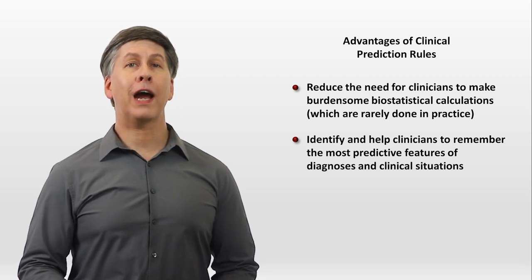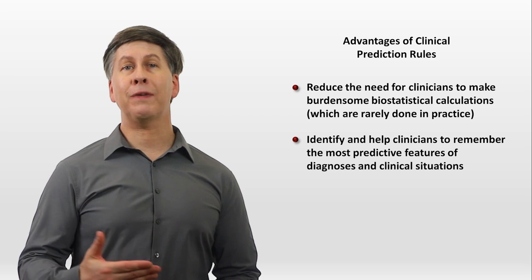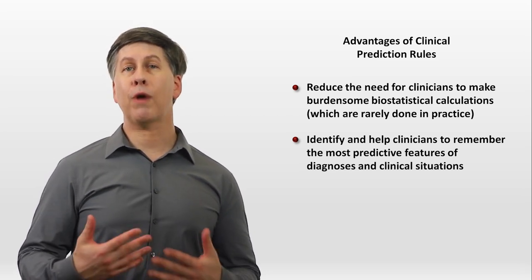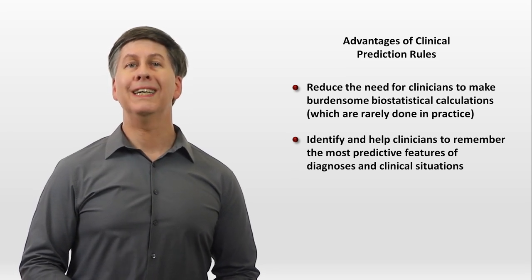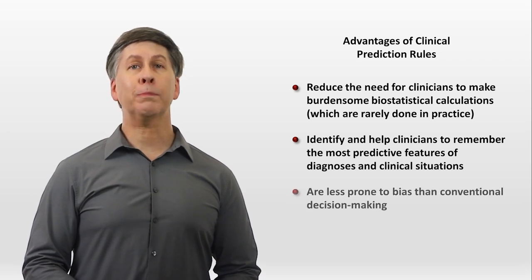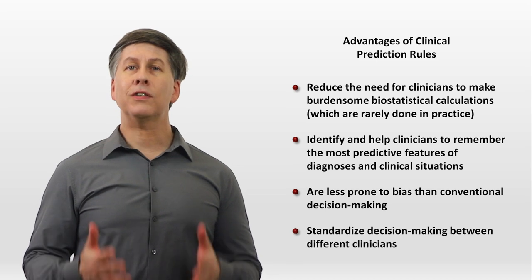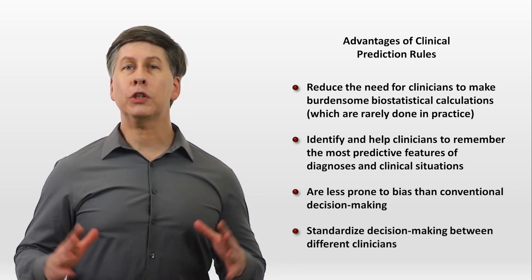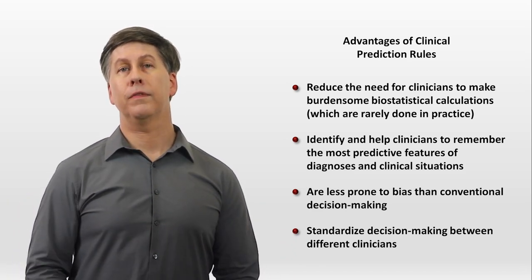For example, a familiarity with the Wells score will remind a clinician of the importance of PE risk factors like malignancy, immobility, and prior venous thromboembolism, even if they don't dogmatically apply the prediction rule to every relevant patient. Clinical prediction rules are less prone to bias than conventional decision-making, and they standardize decision-making between different clinicians. In other words, they help to bring clinicians who are outliers in practice closer to the standard of care.